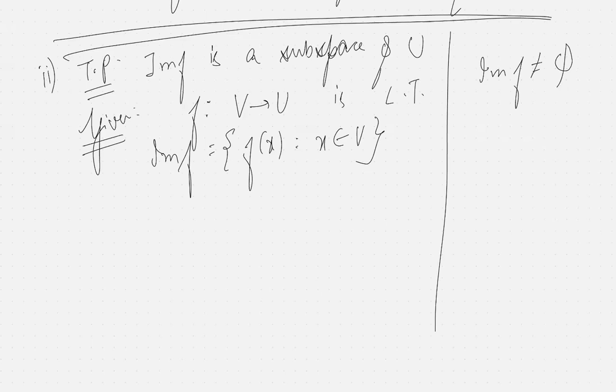Can we know any element, any f of x, that always belongs to image f? Can we know any element that always belongs to image f? Again, always in such cases, we will think about 0. Let's say f of x belongs to image f. We already know that if x is equal to 0, x belongs to V. If x belongs to V, f of 0 will belong to f of V.